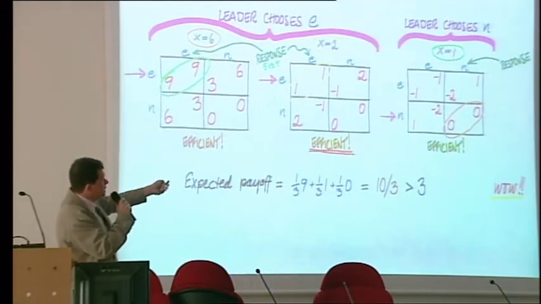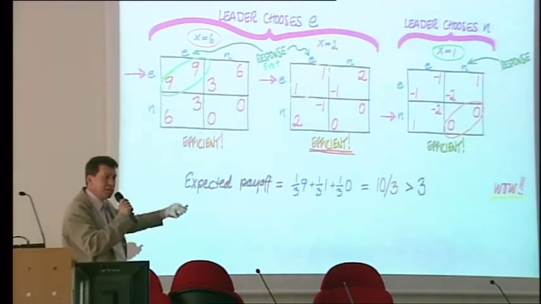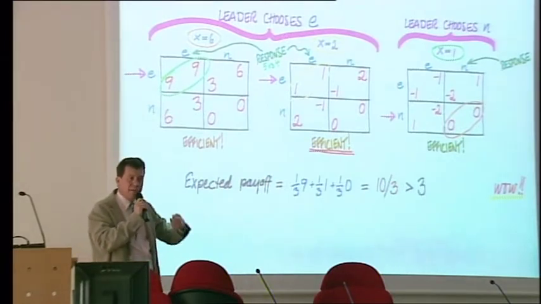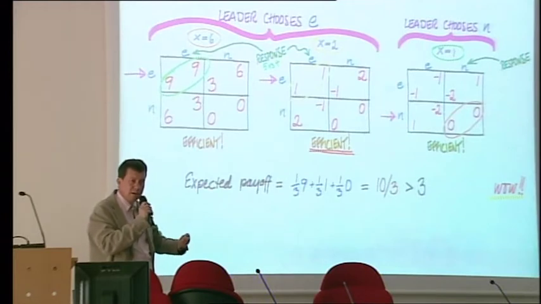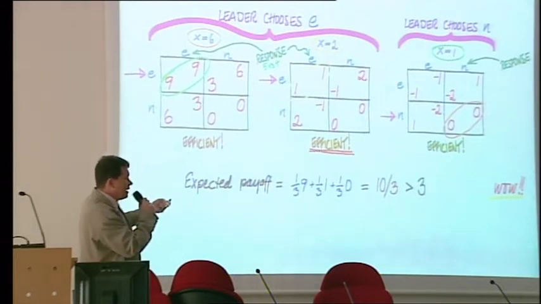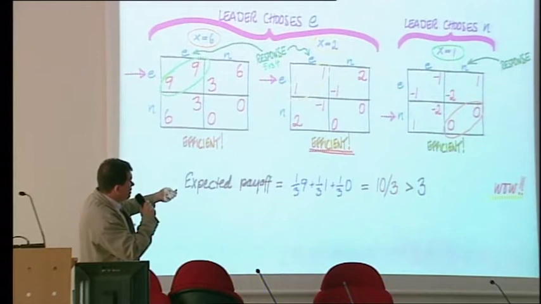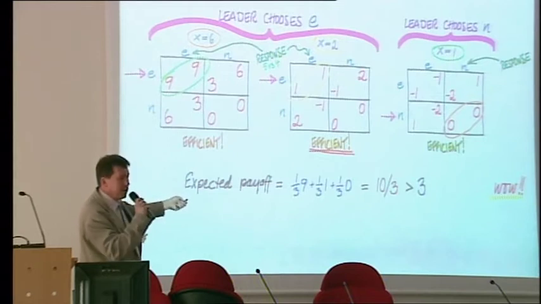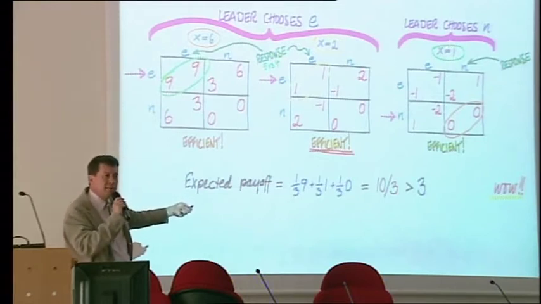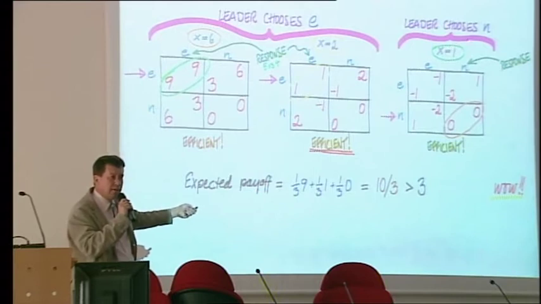So the idea of keeping the information about X private to player 1 and calling him a leader is that they managed to coordinate on the good outcome in the middle game. You solve the prisoner's dilemma part of the situation, okay?